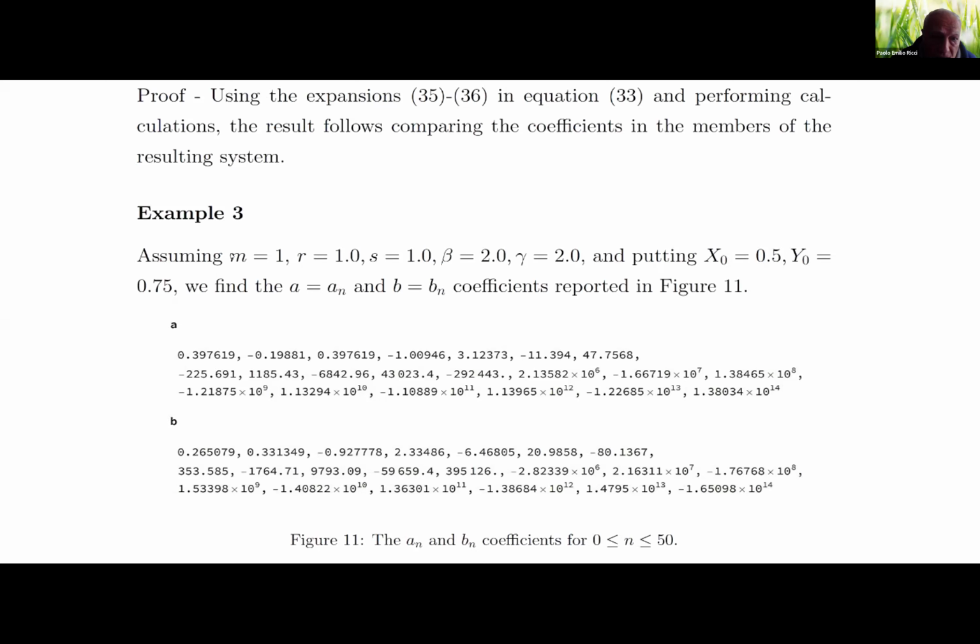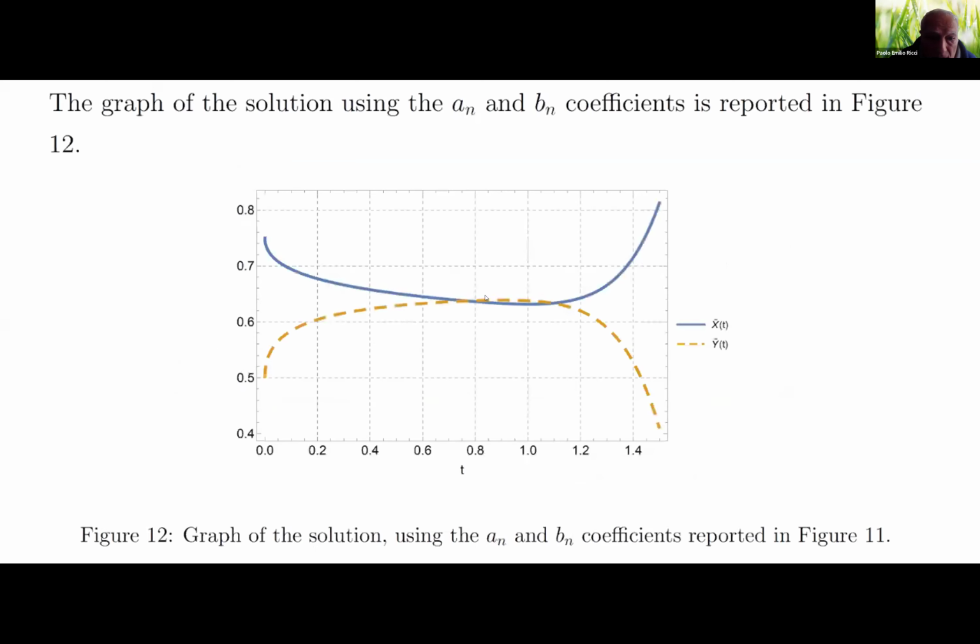An example is like this. Assuming these values of the parameters, S, beta, gamma, and so on, the graph of the solution is given by two curves which are intersecting each other.